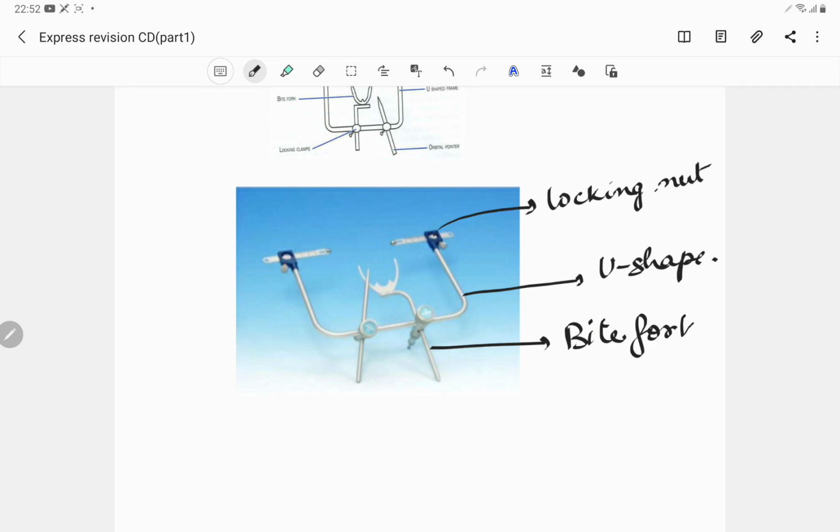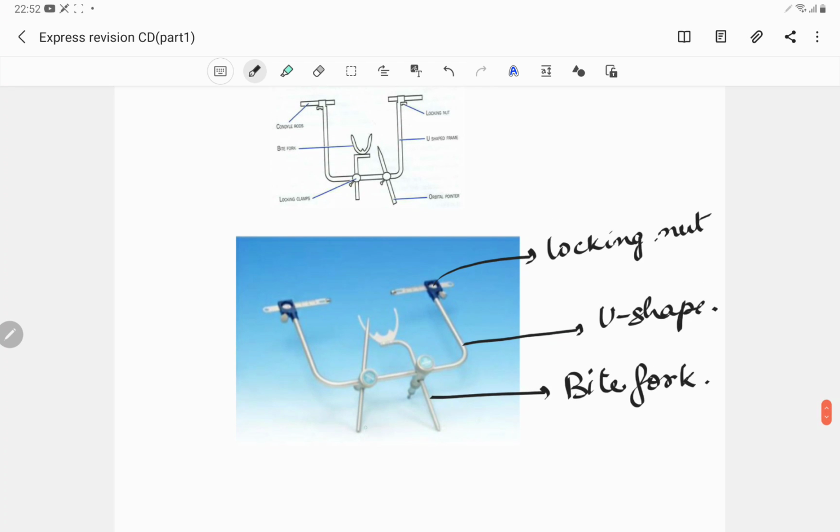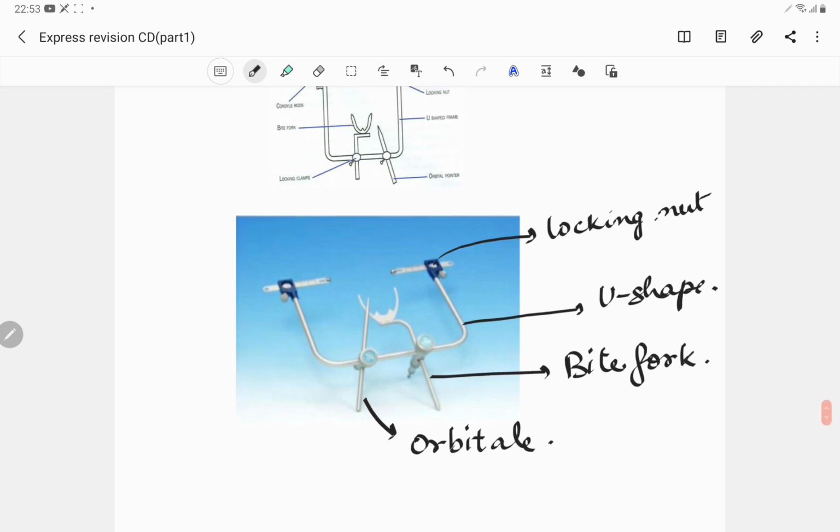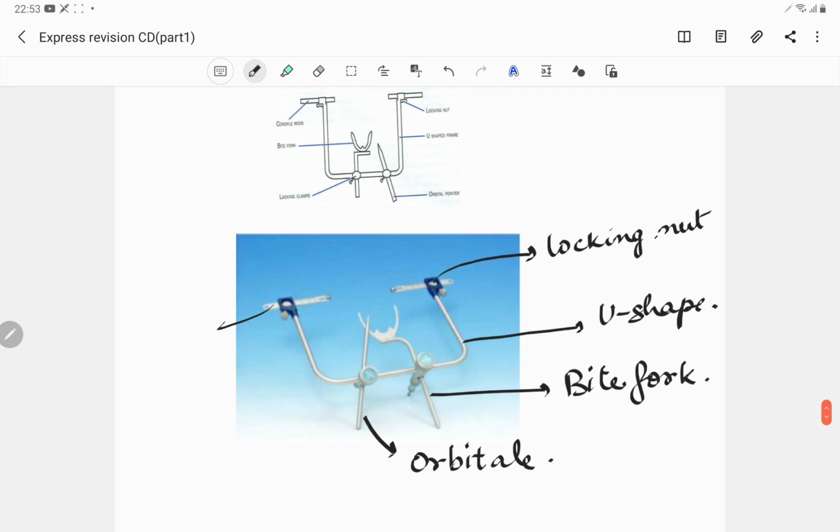Then we have got the orbital pointer. That means this is a face bow for Hanau, right? This is the orbital pointer. That means this is a face bow for Hanau. Then we have got the condylar rods.